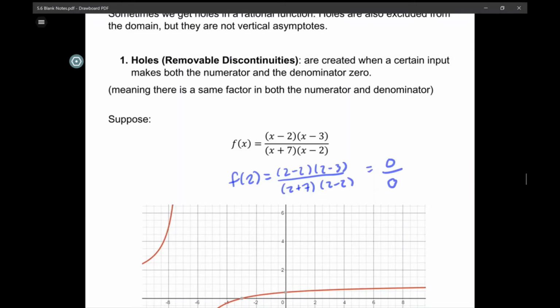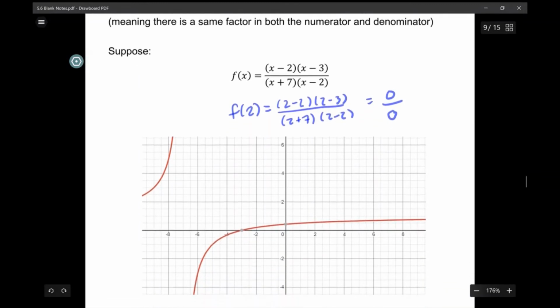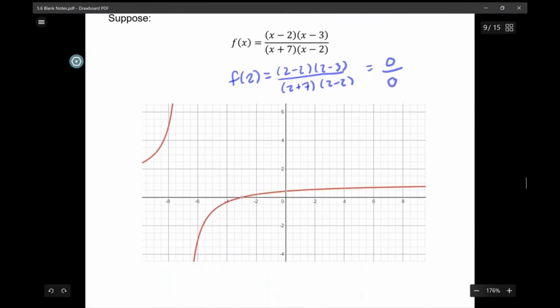This is really sort of bad news in the world of math. 0 over 0 is never a good thing. In fact, when I teach calculus and I say, hey, if you get 0 over 0, this almost always means you need to do some more work. But what it means in terms of rational functions is you need to just be aware of it. There's a hole in the function.